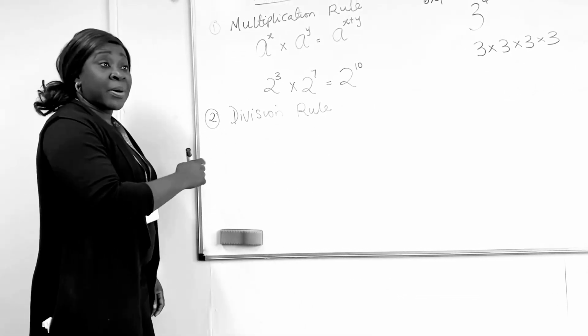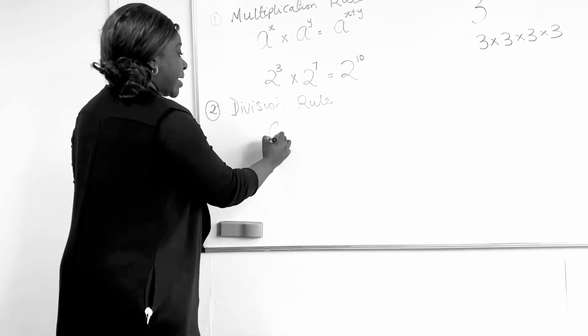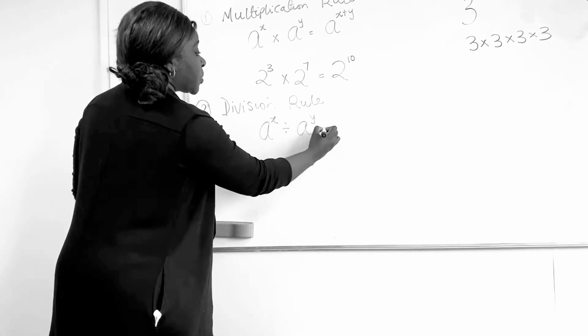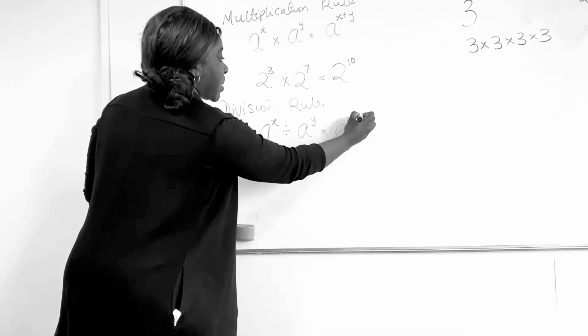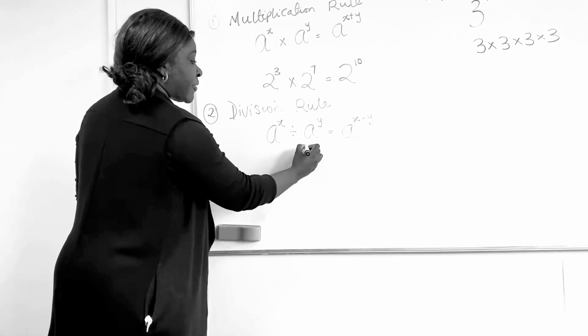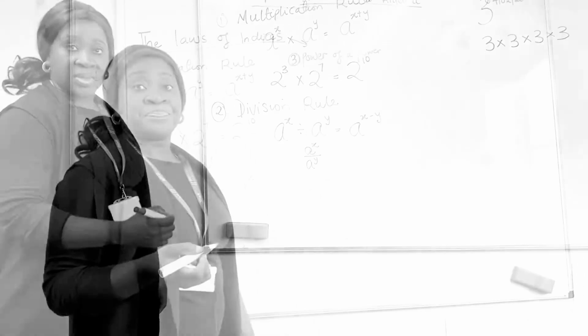And the second rule is the division rule. When you're dividing powers, when the bases are the same, you just need to subtract the powers. So a raised to the power of x divided by a raised to the power of y is equal to a raised to the power of x minus y. Division can also be written as a fraction, so you can have a to the power x over a to the power of y, the same thing.